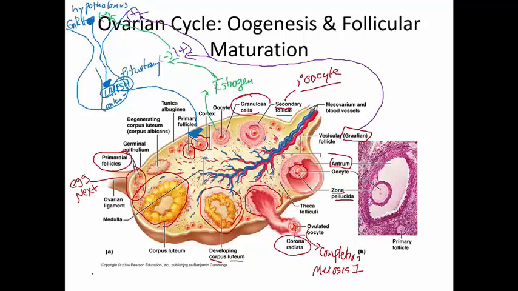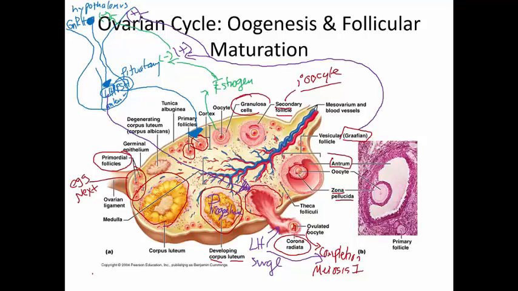And this is where the LH hormone becomes so important. This surge in LH, known as the LH surge, causes the oocyte to be ovulated. So it causes ovulation, and it causes the completion of meiosis 1. The remaining follicle becomes the corpus luteum, and the corpus luteum is going to secrete progesterone.